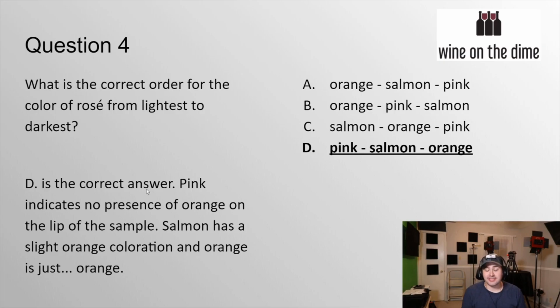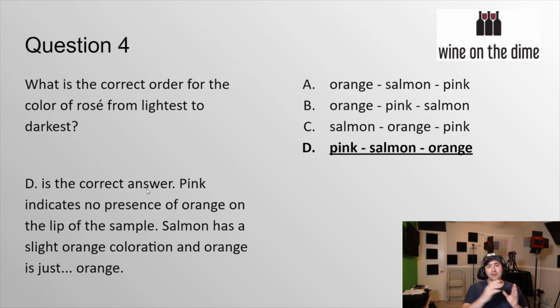All right, so the answer to this is D. It's pink, salmon, orange. Pink indicates there's no presence of oxidation in the wine. Rosé is, for the most part, supposed to be pretty pink, at least when it's very fresh. Salmon has a slight orange coloration, and then orange is just orange. So always keep in mind, as things oxidize, they become closer to the brown spectrum. So if you're going from a light pink to an orange, then at that point you're getting oxidized. And if you let that wine keep going, it will turn brown.